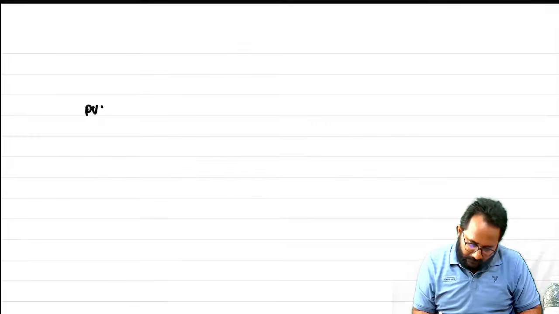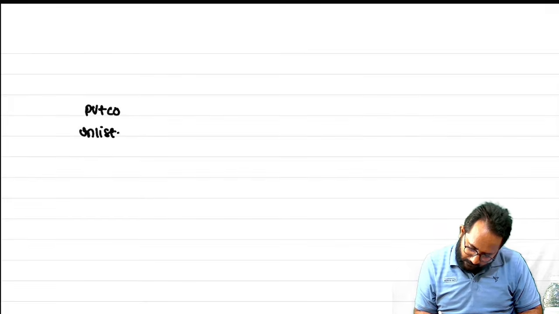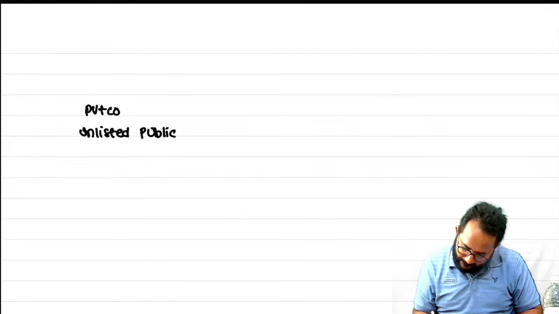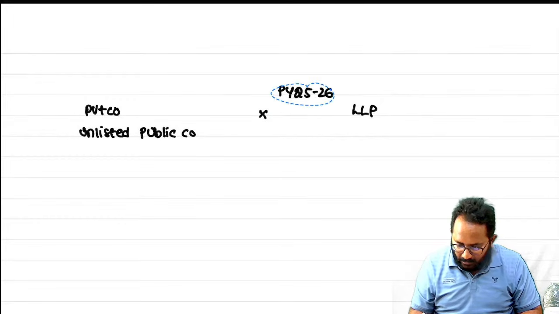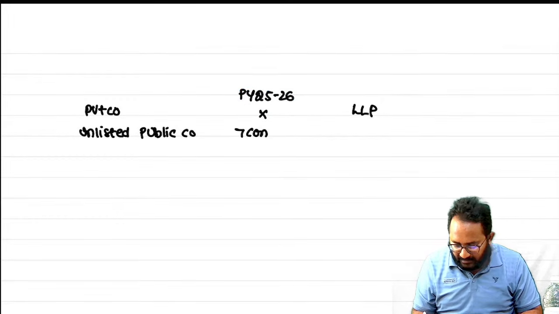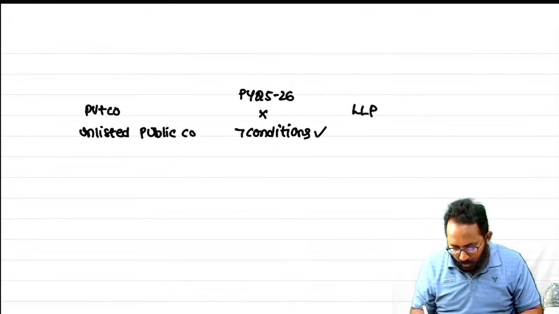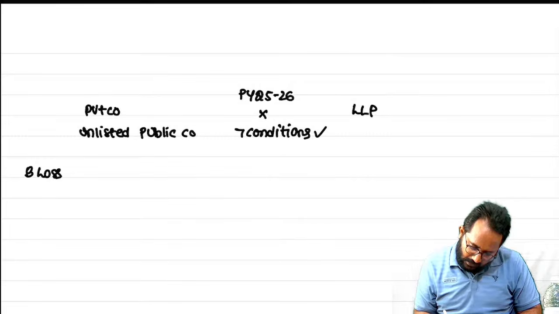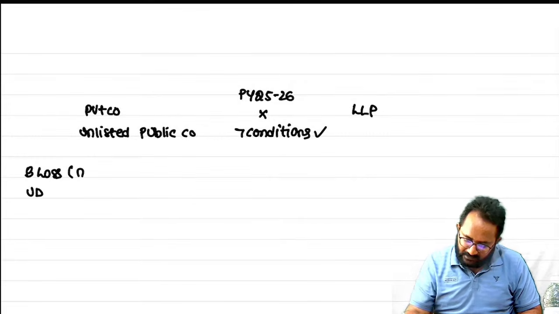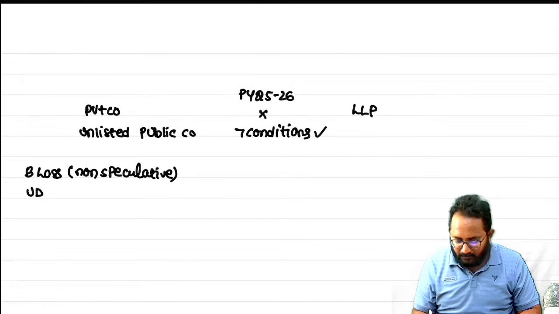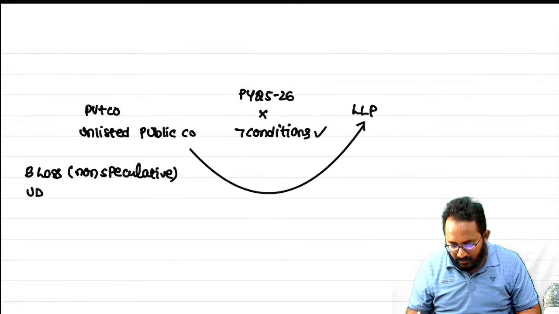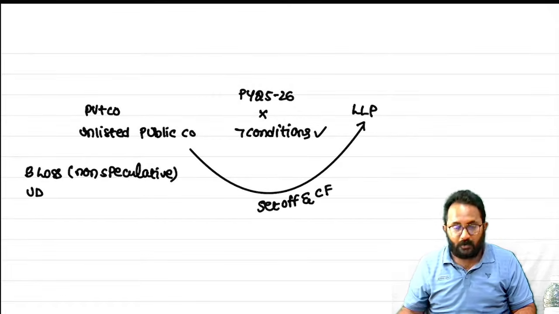Who is the predecessor? A private company or unlisted public company converted into LLP in previous year 25-26, and all 7 conditions were satisfied. Now here they have a business loss and an unabsorbed depreciation. Business loss is what? Non-speculative. Now, can you tell me, these can be set off first. If excess loss is there, we can do carry forward.